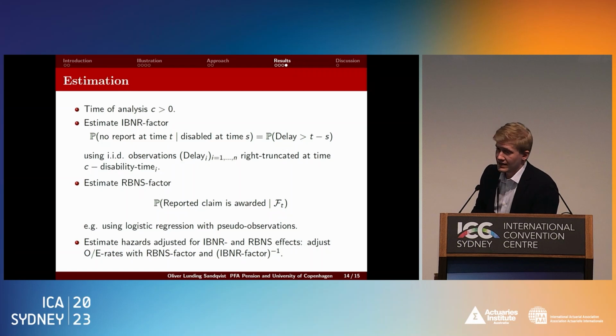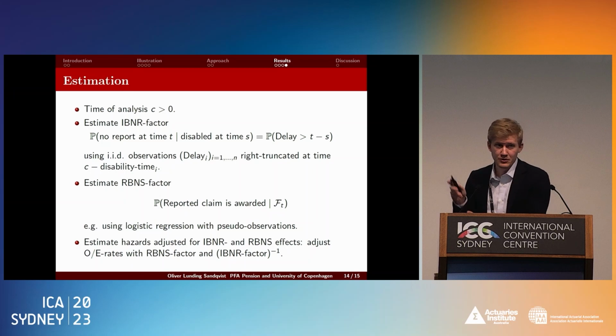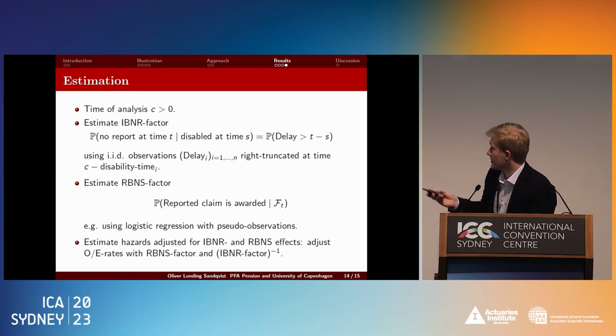Also, to estimate the RBNS factor, there are many possible choices on how to do this. One possible approach is to use logistic regression, so this gives you a probability, but you have to take care of the fact that this is right-censored. When you do your analysis, there will be some claims where you don't know if they will be awarded or rejected. In order to take care of this, you could use pseudo-observations, but there are many other options here.